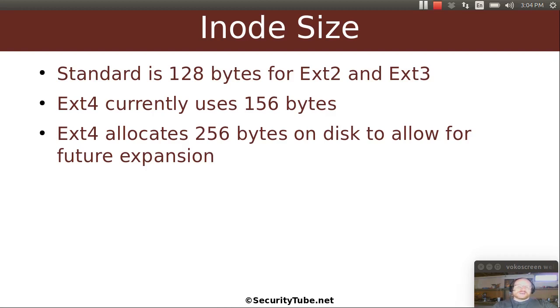Now, if you have an ext4 system, they will use 156 bytes, although their size on the disk is 256 bytes. And this allows for some future expansion. This way, if they add a couple of fields to the inode, you don't suddenly have to resize every file system to use the new features.